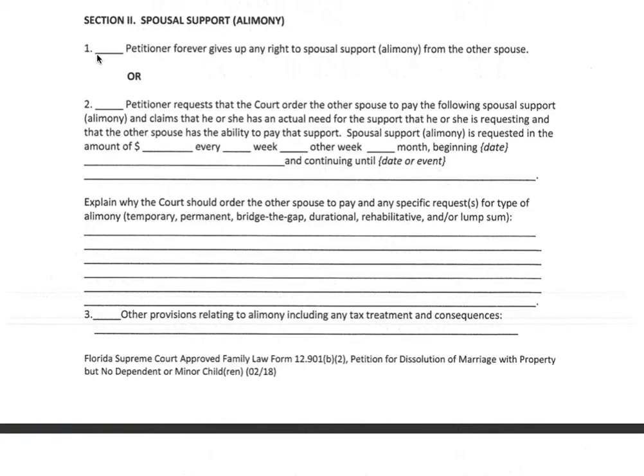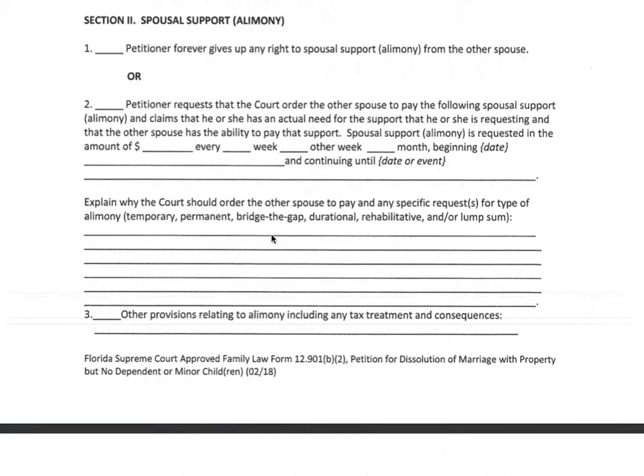And finally, 17 years and above is considered a long-term marriage, so you will most likely get it, but you have to, again, find that you have the need, meaning you need that money, and the other person can afford to pay you. So you have to meet those requirements before the court can award alimony.